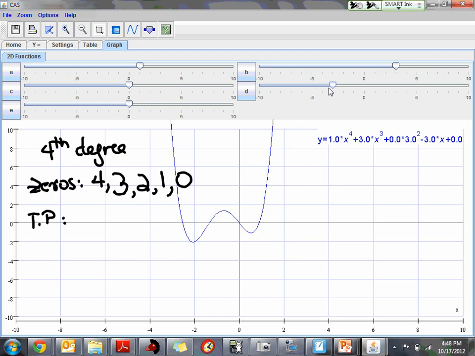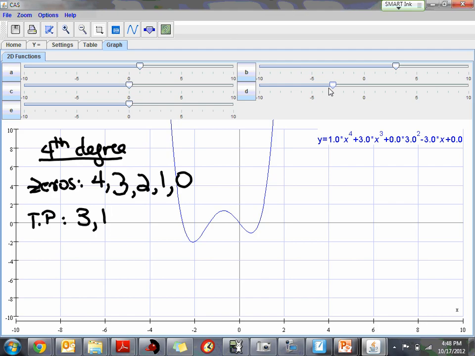There's only 2 possibilities for the number of turning points for a 4th degree polynomial. It can either have 1 turning point or it can have 3 turning points. So I think I'll list the others in the other order. It can have as many as 3, it can have as few as 1. And those are your only options.